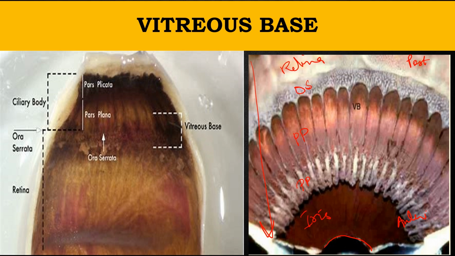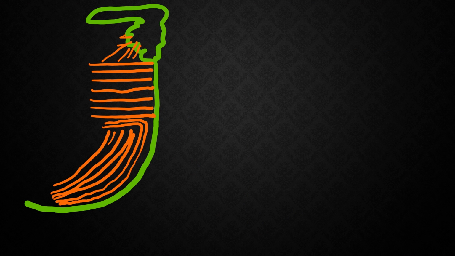Now obviously on the inside you have the vitreous cavity, which is holding the vitreous humor, and the dense part, or the condensation of the vitreous near the region of the ora serrata, like this 360 degrees, is known as the vitreous base. So I hope that is clear.